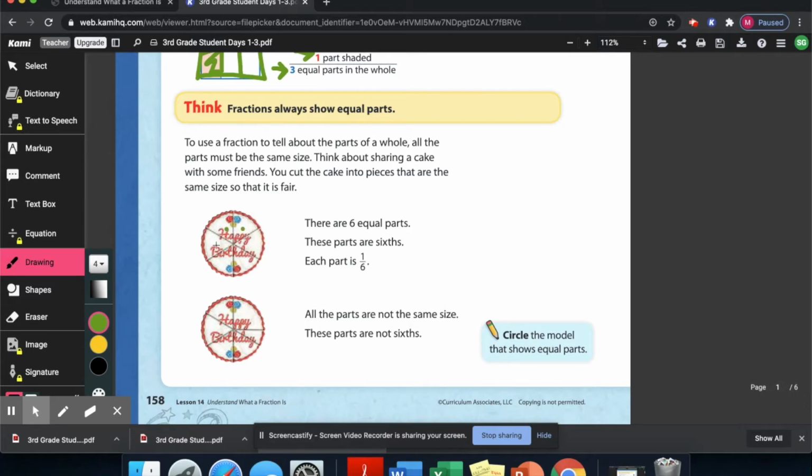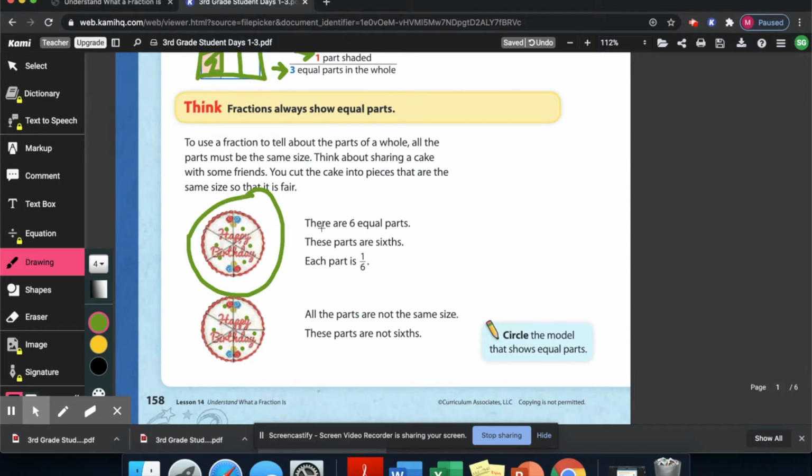We're going to see how many parts are in this cake. 1, 2, 3, 4, 5, 6. Perfect. There's 6 and they are cut equally. Now we're going to look at this cake. 1, 2, 3, 4, 5, 6. Okay, it has the same amount of cuts and pieces, but remember, fractions always show equal parts. And we're left with this cake that is the only one that shows that, hey, they're cutting it fair and everybody is going to have the same amount of cake on their plate.